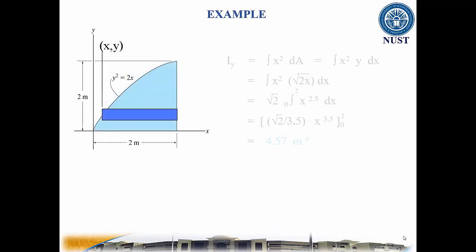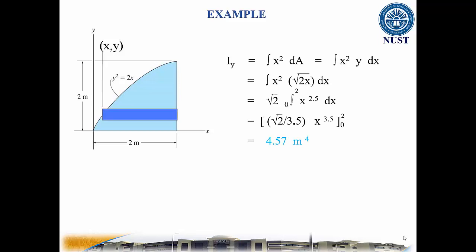Similarly, the moment of inertia about the y-axis is measured through this equation and it is equal to 4.57 meters to the power four. In the above example, it would be difficult to determine Iy using a horizontal strip. However, Ix in this example can be determined using a vertical strip.